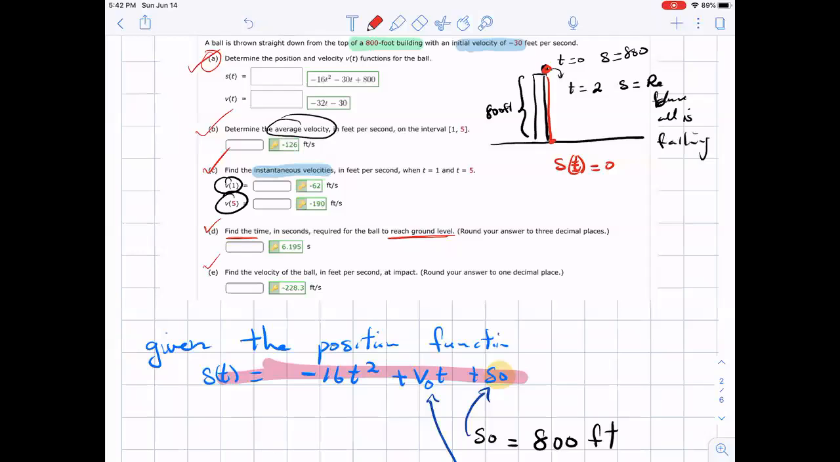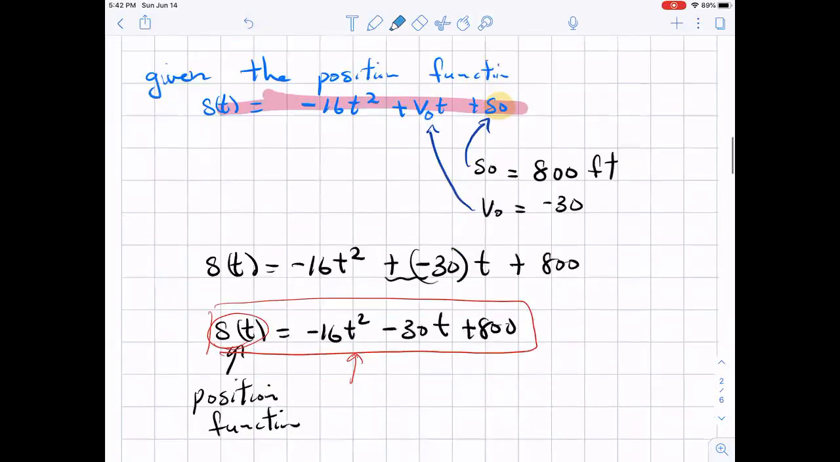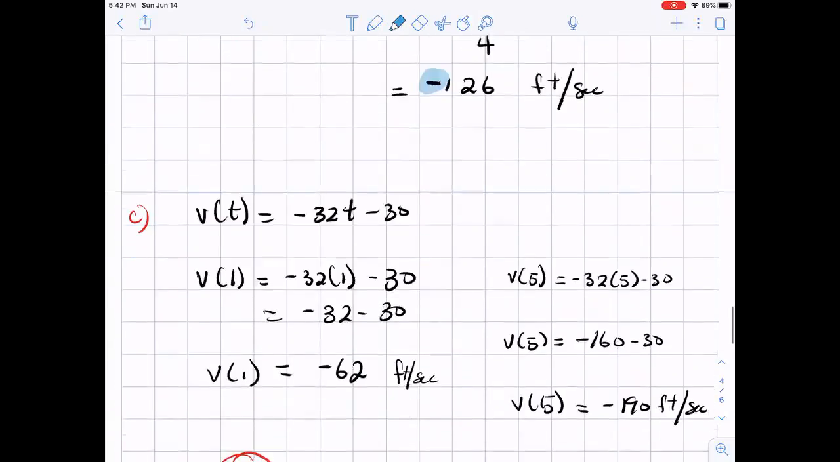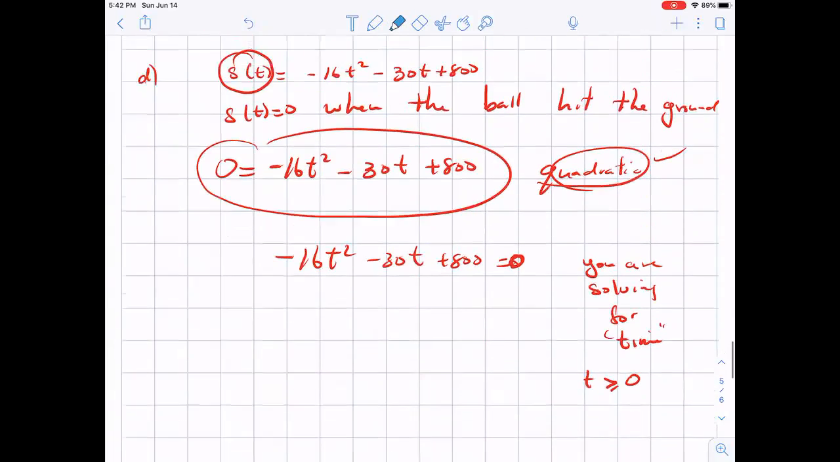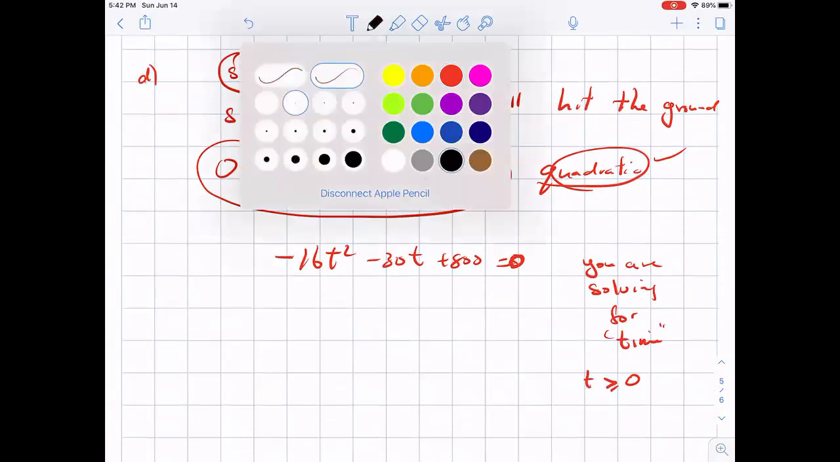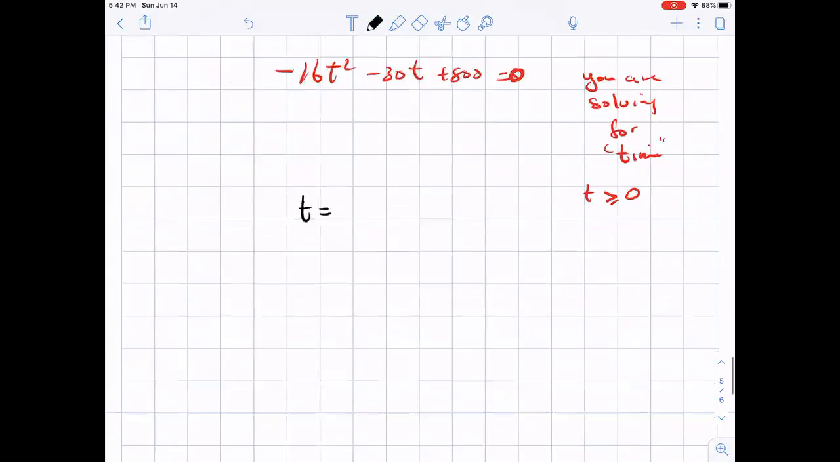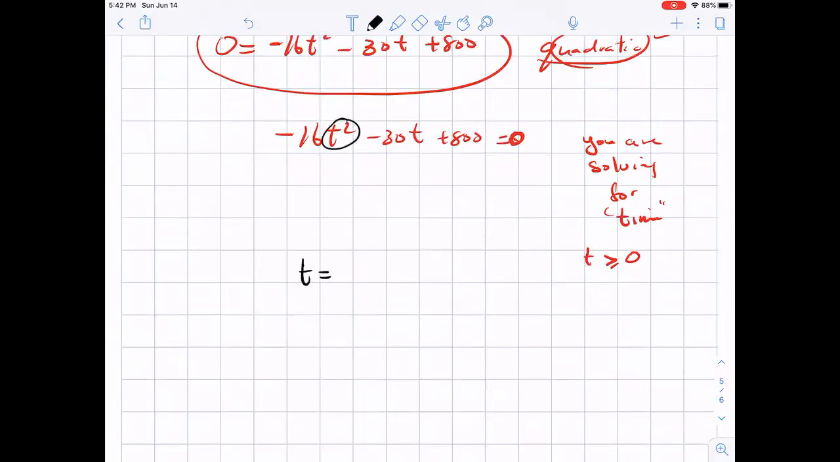Now for part E, find the velocity in feet per second at impact. After you solve this quadratic, you're going to have two values for t, because it is squared. The valid value of t should be 6.195 seconds, rounded to 3 decimal places.